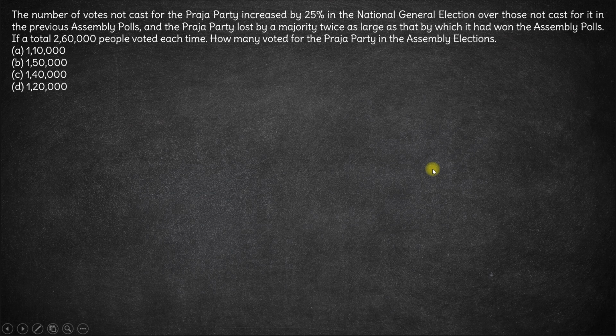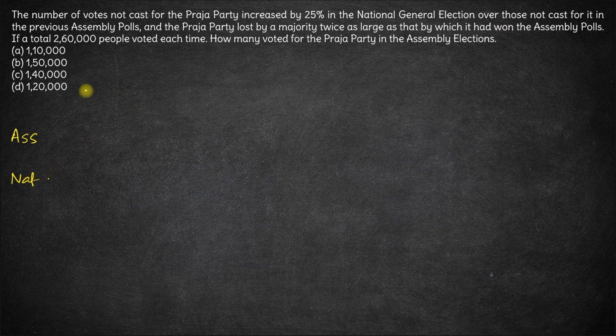Hi, here we have the number of votes not cast for Praja Party increased by 25% in the national general election over those not cast for it in the previous assembly polls. So we have two kinds of elections, national general election and assembly polls. So this is the current election and this is the previous election. Alright, so let's start with assembly polls. So we have assembly elections and then we have the national general election.